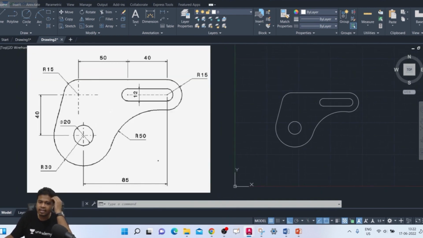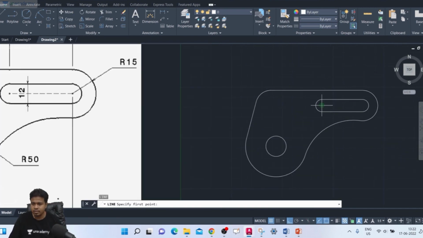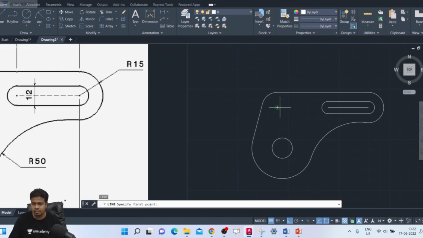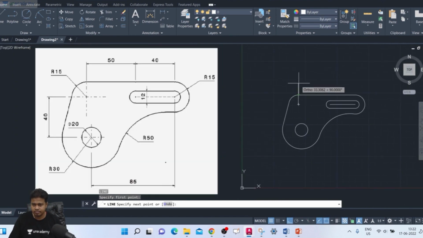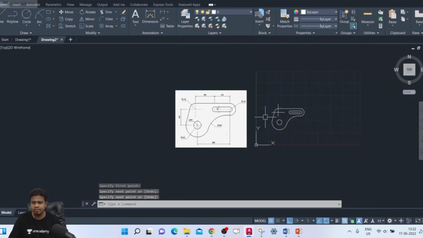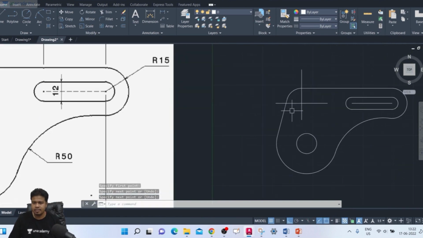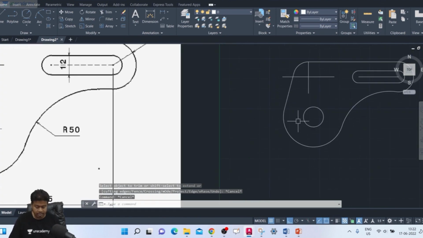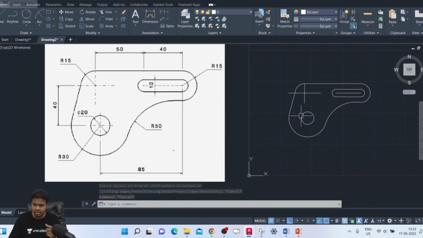But only these center lines are remaining. So how to draw those? Draw a line here. Pick the center. Draw a line above. Draw a line below. Draw a line to the right. Draw a line to the left. Like this. Okay, you can trim this extra part, like this. We have some other command as well to do this. I will explain it in the dim command.